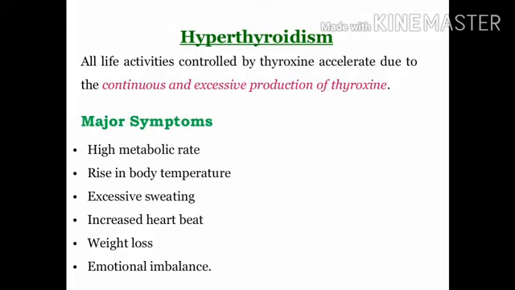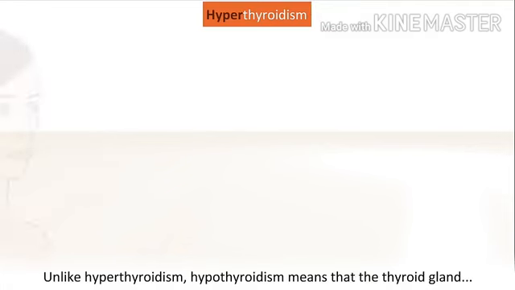So let's check hyperthyroidism. All life activities controlled by thyroxine accelerate due to the continuous and excessive production of thyroxine. The major symptoms are high metabolic rate, a rise in body temperature, excessive sweating, increased heartbeat, weight loss, and you have this emotional stress, emotional imbalance.